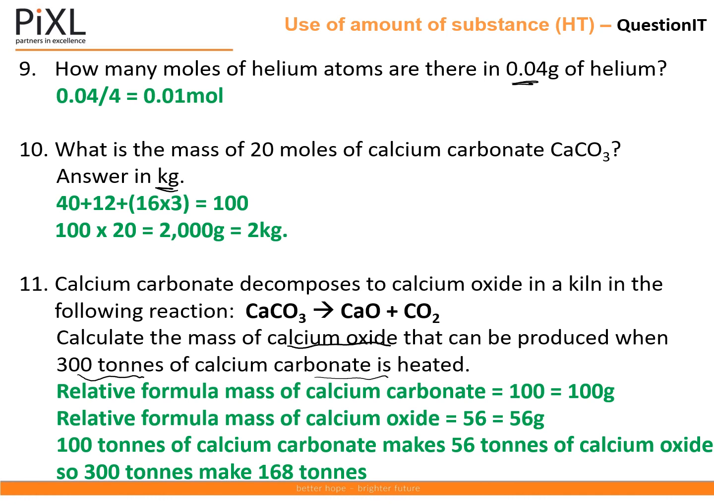So we worked out the relative formula mass of calcium carbonate, which was 100 above. If I was to look here for calcium oxide, 56, because it's 40 plus 16. So which then means it's 100 grams of calcium carbonate makes 56 grams of calcium oxide. So therefore, if I was to work out how much is in 300 tons, it will be 168.